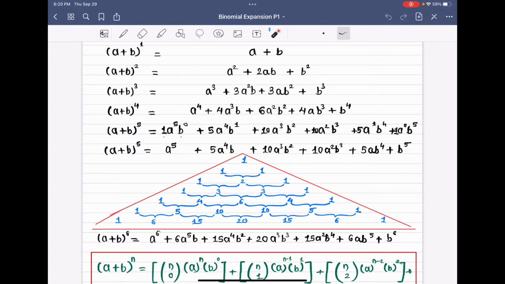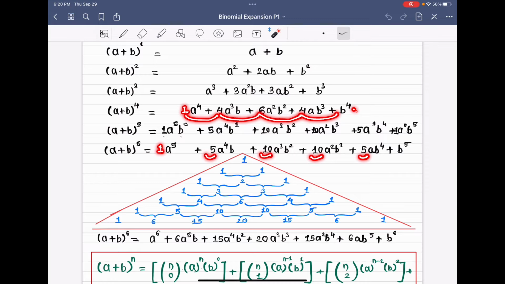Same way I can calculate for (a plus b) raised to 5. So this 1 is coming over here. 1 plus 4, 5. 4 plus 6, 10. 6 plus 4, 10. 4 plus 1, 5. And then the last one here coming over here.